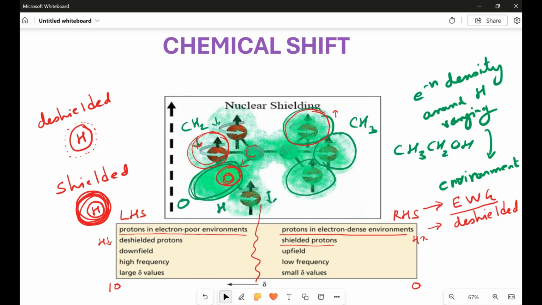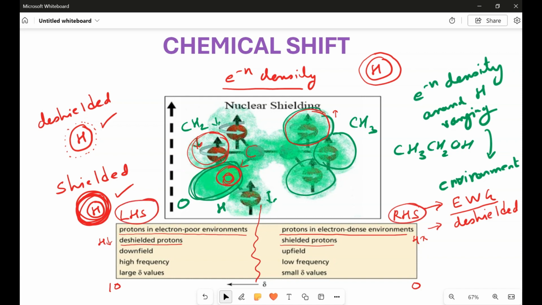So I'm talking about this shielding and de-shielding based on the electron density around them. If there are no electrons, I may not be able to differentiate them. Then I cannot study the proton NMR. So the electron forms an important part of studying proton NMR and also the carbon NMR. As I told you, in an NMR spectrum, I have two sides, the right hand side and the left hand side. Keep in mind that the right hand side is having low delta values. So they'll be having small delta values, and they'll be having electron rich environment and they'll be shielded protons.